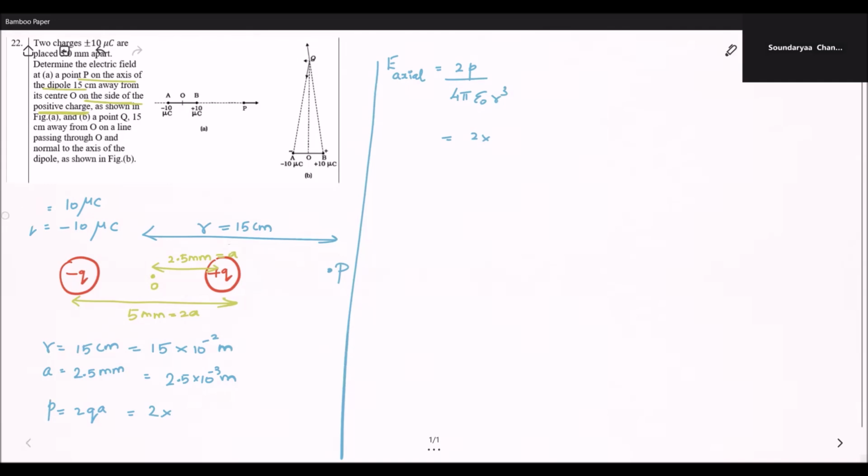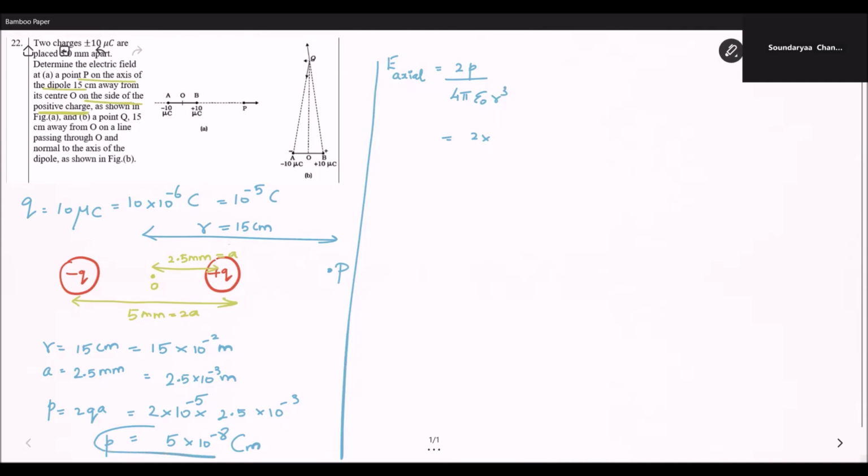You know dipole moment. The dipole moment means you have to take the product of the magnitude of any one of the charges and the distance of separation between the two charges. So let's take it as positive itself. So 2 into 10 into, convert the microcoulomb into coulomb, 10 into 10 power minus 6. It is simply 10 power minus 5. So I write 2 into 10 power minus 5 into a value. a value is 2.5 into 10 power minus 3. And what is the answer for this? 2 into 2.5 is 5, so 5 into 10 power minus 8. The unit of dipole moment is coulomb meter.